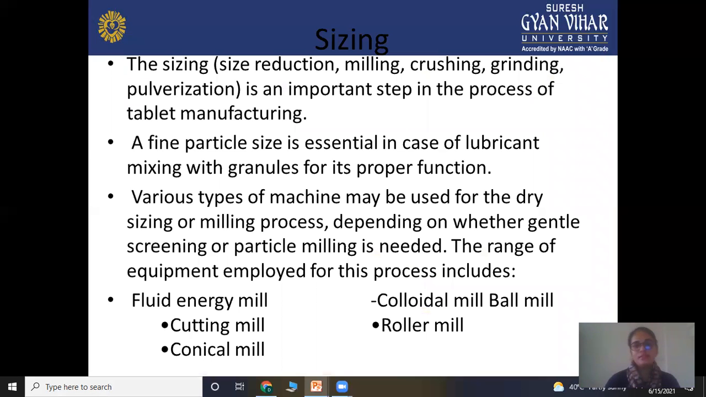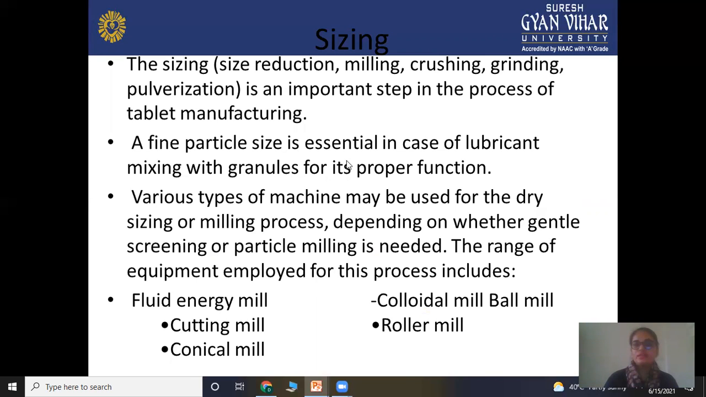Next is sizing. Sizing is mainly size reduction, milling, crushing, grinding, and pulverization. This is an important step in the process of tablet manufacturing. It is a very important method after preparation of granules, and it is mainly done with the help of size reduction, milling, crushing, grinding, or pulverization methods. And this process is mainly for tablet manufacturing.